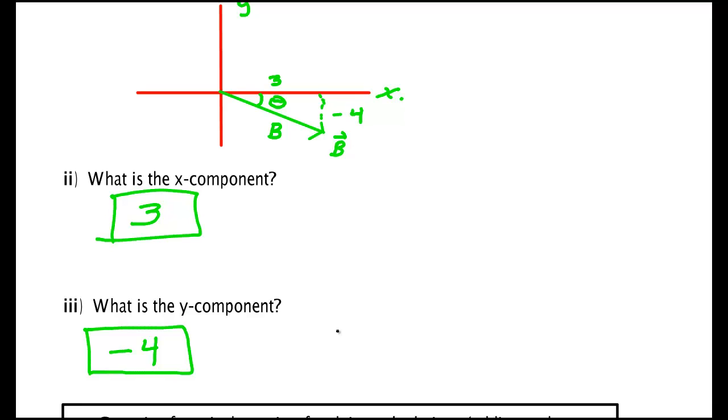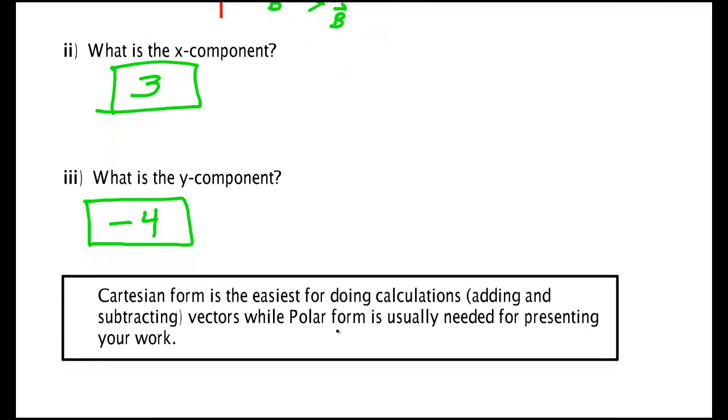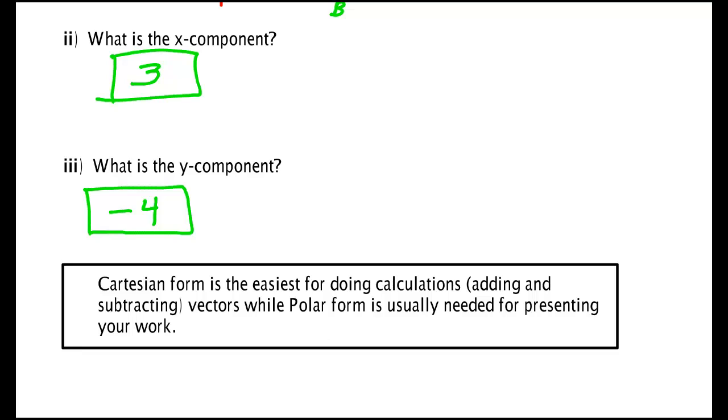Why will we like this form versus the polar form? Well, the advantage is that the Cartesian form is the easiest for doing mathematical calculations, for adding and subtracting vectors. Well, the polar form is usually what a person wants at the end of the problem. How far is the beam? How fast was your car going? I was going 50 miles per hour. They don't ask you, oh, it's going 30 miles per hour east and 40 miles per hour north. They want to know the hypotenuse.